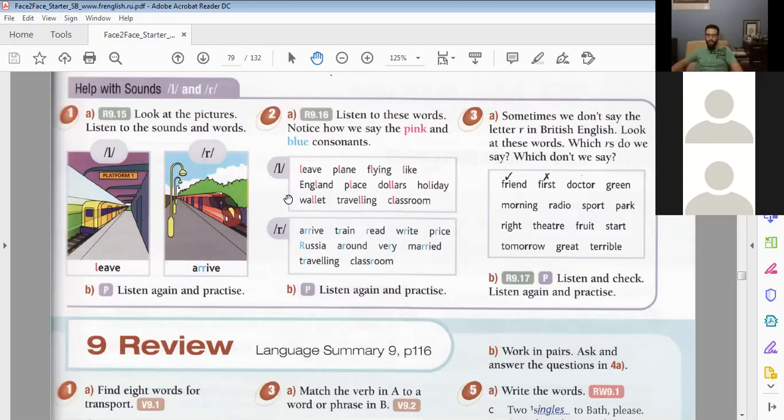So here we're going to listen to the other words. I want you to listen and repeat, okay? In number 2, in the first box, all of them have the pronunciation of L, and in the next box, the blue box, we have the pronunciation of the letter R. So listen to the words and repeat, please. Listen and repeat.